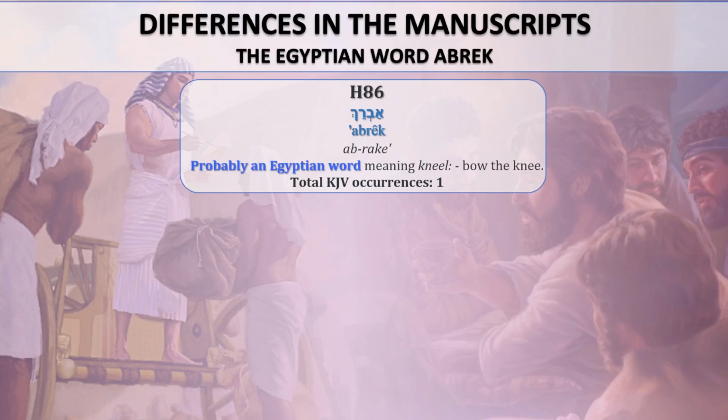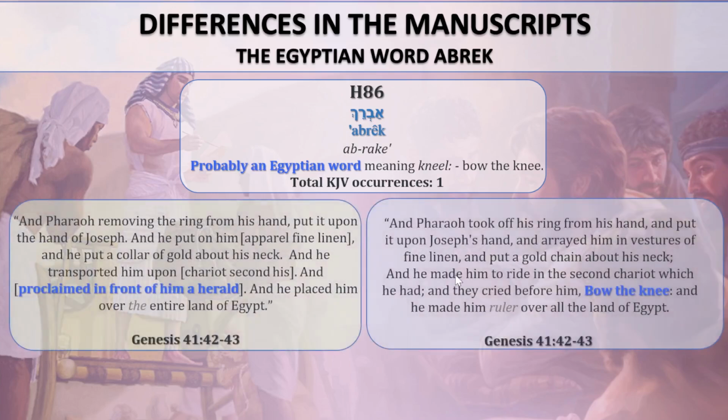And what I love is that they're honest enough to say, you know, we couldn't figure it out. It's probably an Egyptian word, because this word abrek means absolutely nothing in ancient Hebrew. All right. So let's take a look at the two translations. And Pharaoh removed the ring from his hand, put it upon the hand of Joseph, and he put on him apparel of fine linen, again, very literal translation, and he put a collar of gold about his neck, and he transported him upon his second chariot, and proclaimed in front of him a herald.